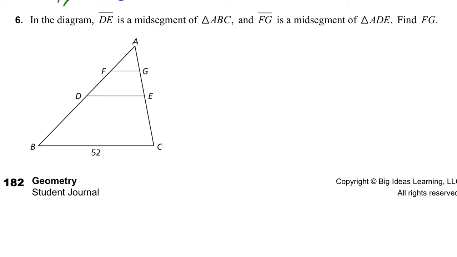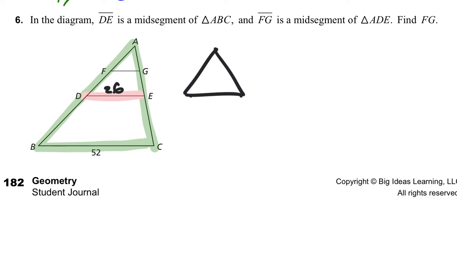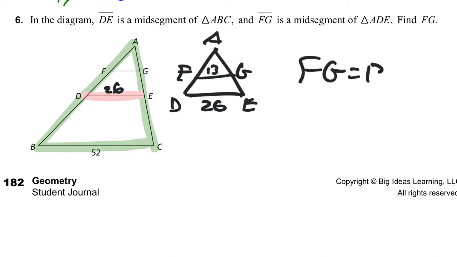So first off, let's just look at the larger triangle ABC. If DE is that one's mid-segment right here, the one I have in red, and 52 is BC, DE is half of that, which means DE is going to be 26. So why does that matter? Well, what if I redrew triangle ADE and FG is the mid-segment? Well, DE is 26. FG is half of that, which is 13. So we can say FG equals 13.